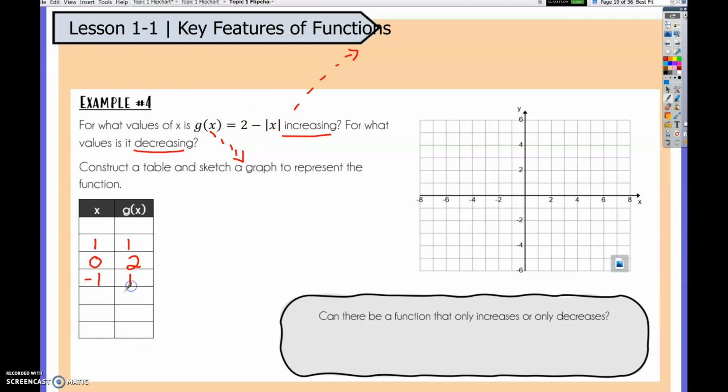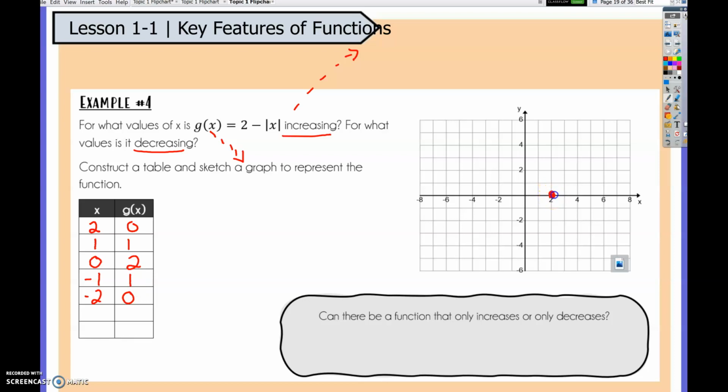and 2 take away 1 is 1. If I put in 2, 2 take away 2 is 0, and 2 take away 2 again, because the absolute value of negative 2 is positive 2, will also be 0. I'm going to go quick and graph these points.